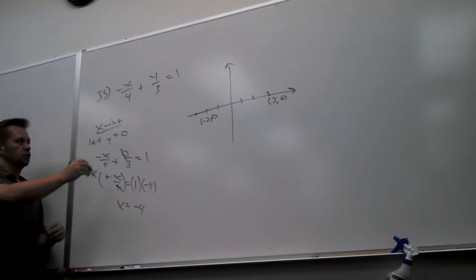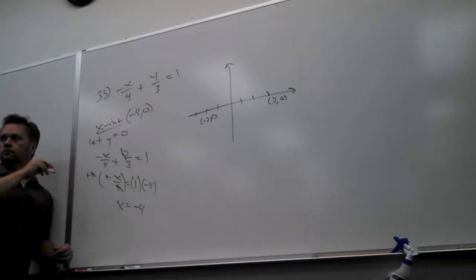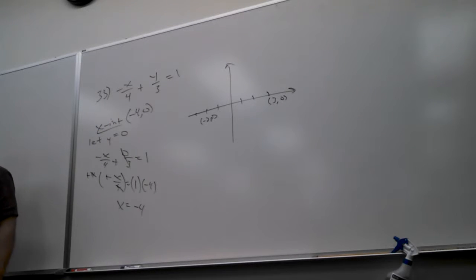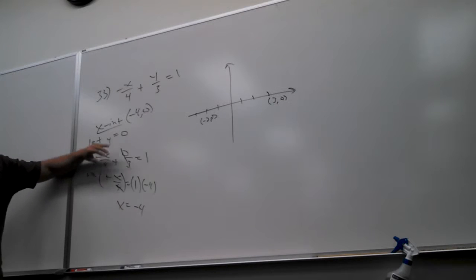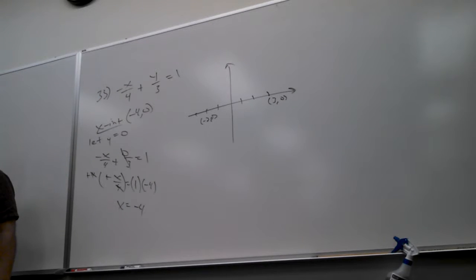Which means what? What's the x-intercept? -4, 0. And then to find the y-intercept, you do everything we just did except you make x 0. Is that cool? All right, I like it.